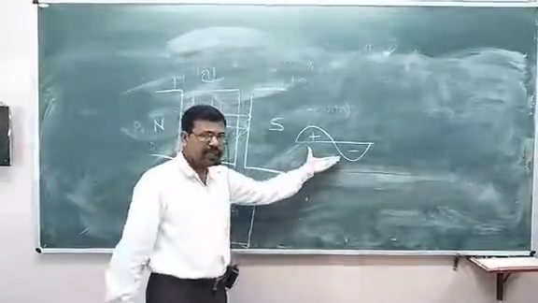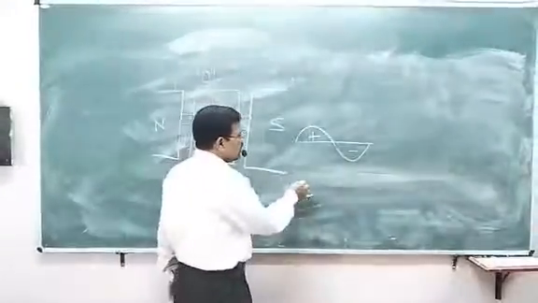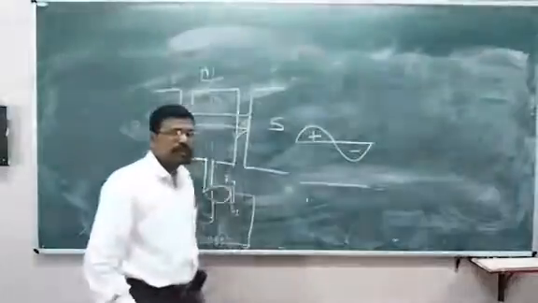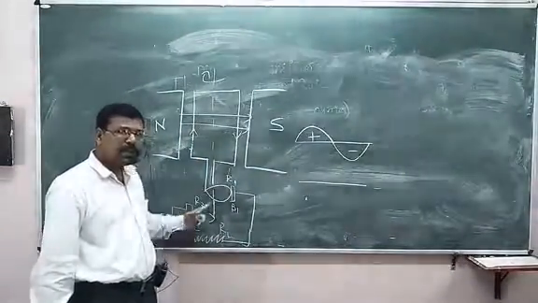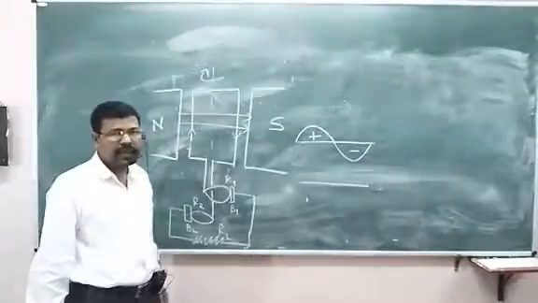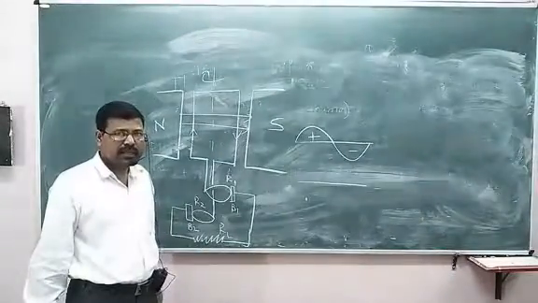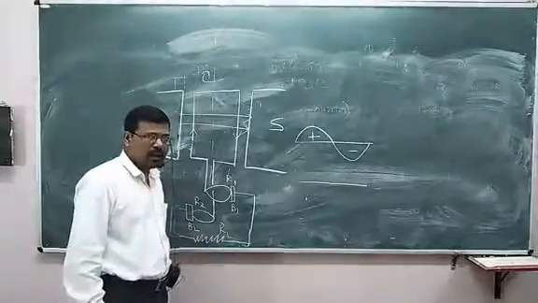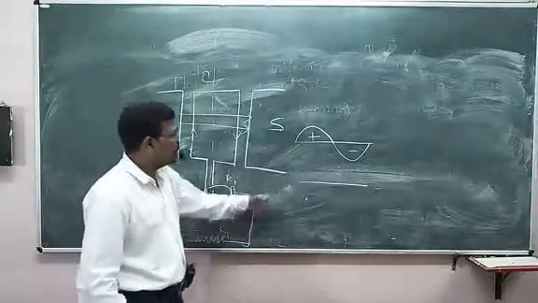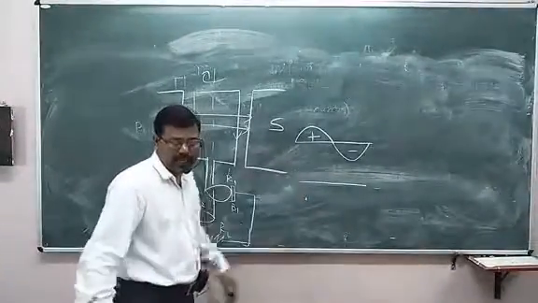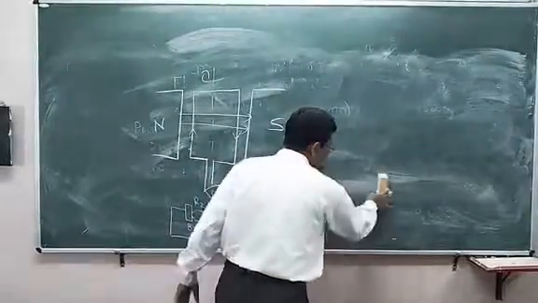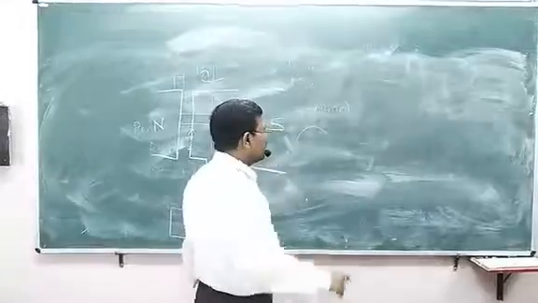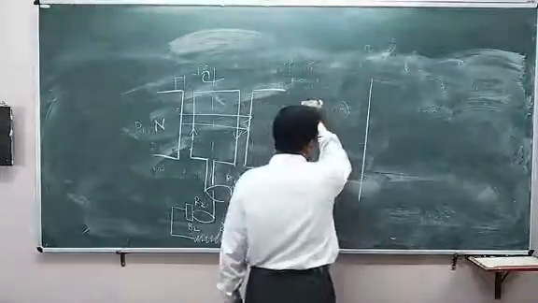This is AC current. And we have DC current also. If the slip rings are replaced by a commutator, then it generates DC current. Okay, fine. So this is AC current and DC current. Now let us try to learn the differences between AC and DC. What is AC current and what is DC current?